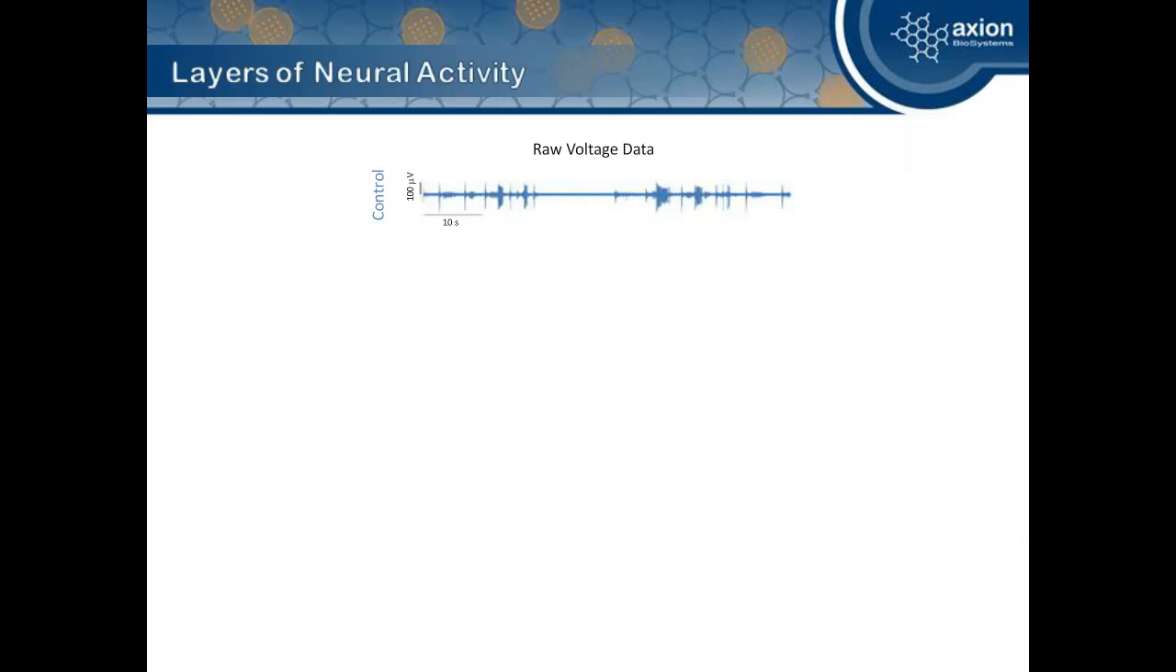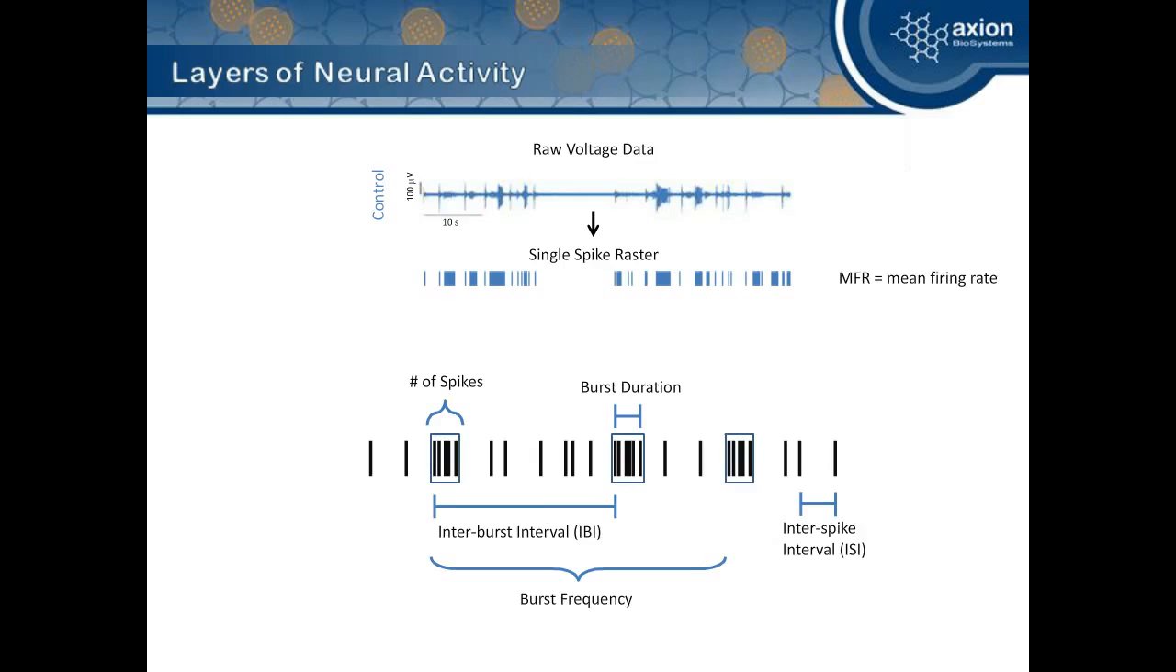As we mentioned before, briefly, the raw voltage data reflects the electrophysiological changes that are occurring from each cell located nearby the electrodes. By processing this data, we're able to detect single action potentials, where the timing of the action potentials is marked by the individual tick marks in what's called a raster plot. By simply counting up these action potentials, or the tick marks in this raster, we're able to compute a value called the mean firing rate. And this is a general estimate of how active that particular neuron is.